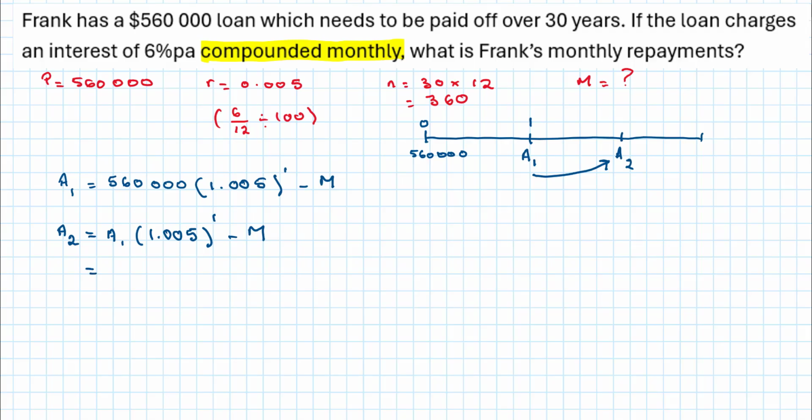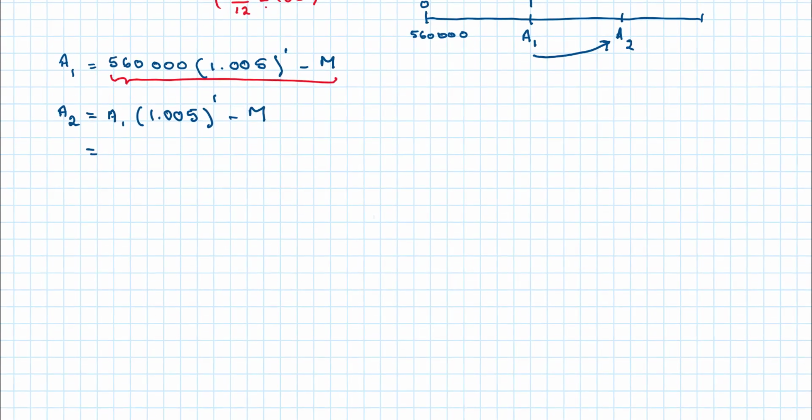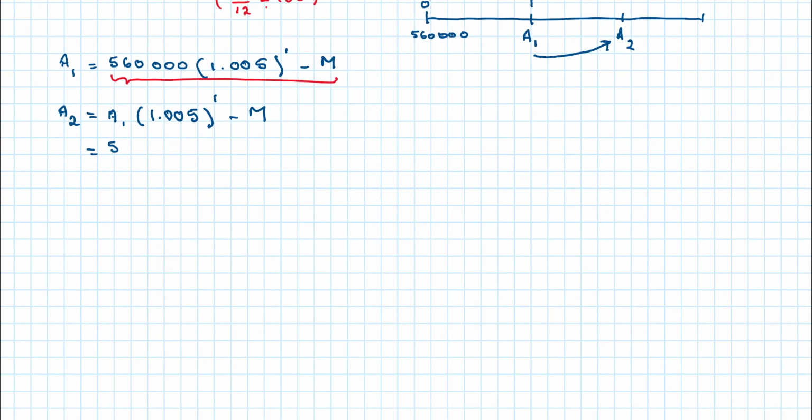Now I am going to substitute in for A1 all of this. This needs to be done in the exam as part of your solution. So $560,000 times 1.005 minus M, that's all A1. That gets multiplied by 1.005 minus M. Then I'm going to expand the square brackets. So multiply the 1.005 here by every term inside the brackets.